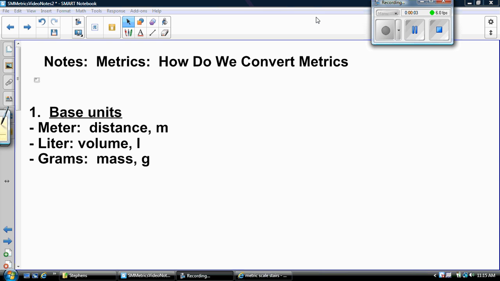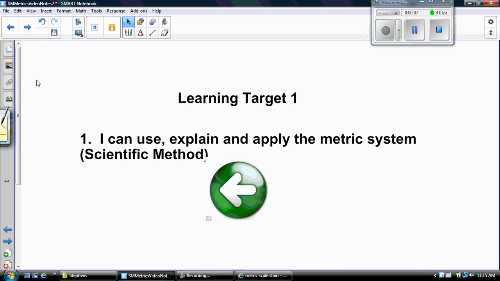Okay, the last thing we're going to review is how do we convert metrics. So this goes with learning target 1. I can explain and apply the metric system, which is part of our scientific method.